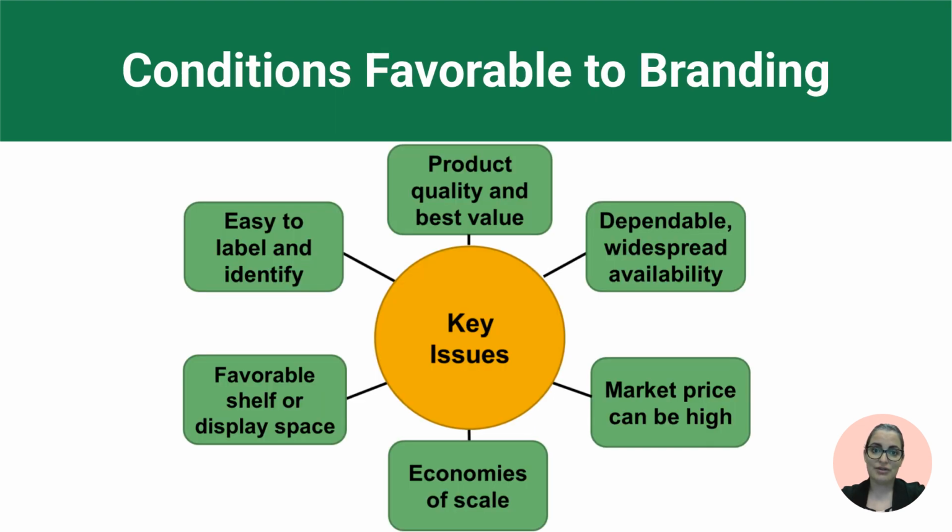There are several conditions favorable to successful branding. They are as follows. The product is easy to label and identify by brand or trademark. The product quality is easy to maintain and is the best value for the price. Dependable and widespread availability is possible. Demand is strong enough that the market price can be high enough to make the branding effort profitable. There are economies of scale. If branding is really successful, costs should drop and profits should increase. Favorable shelf locations or display space in stores will help. These conditions are less common in less developed economies.